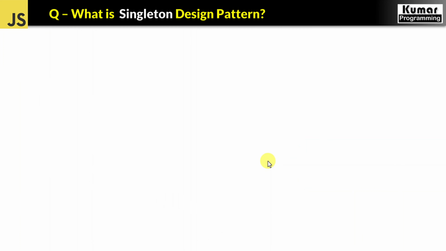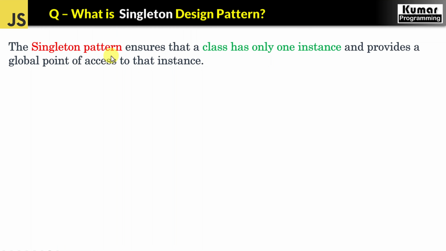So the interviewer can ask what is singleton design pattern and why we use it. So now let's first understand what is singleton design pattern. Singleton design pattern ensures that a class has only one instance and provides a global point of access to that instance. A class has only one instance throughout the application, and there is no other instance created for that particular class, and all the clients are accessing only one instance of the class.